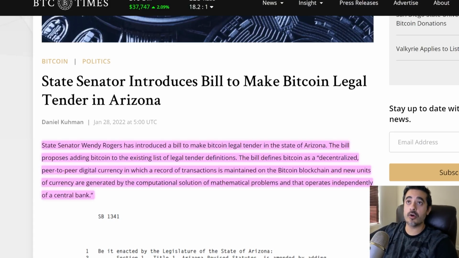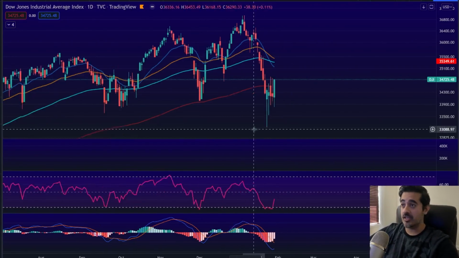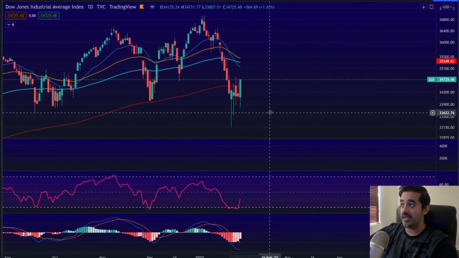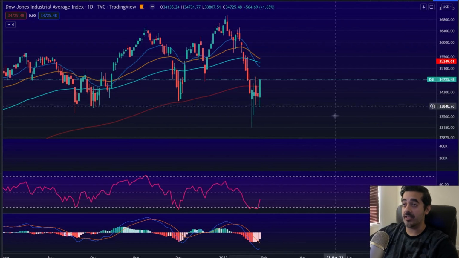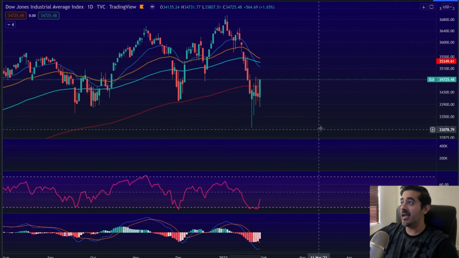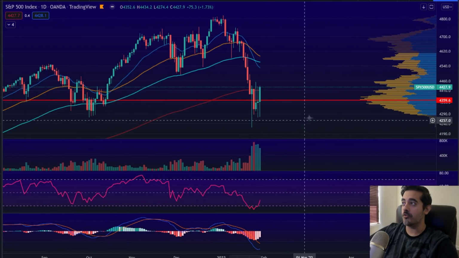Okay, now let's go on to the Dow Jones Industrial Average. So when we look at this chart, this is the Dow Jones Industrial Average, right? This is where it closed last week. So the Dow on Friday closed at 34,725 points. That was the value of the Dow. Now, when we look at SPX, you see SPX did something very similar, right?